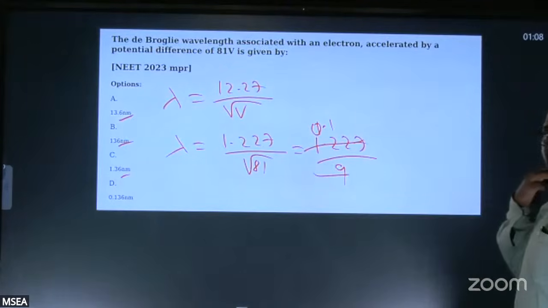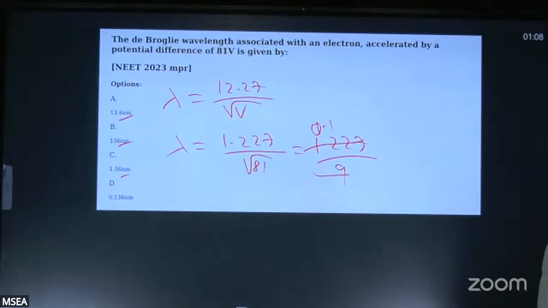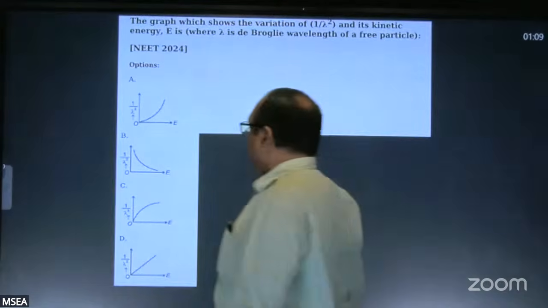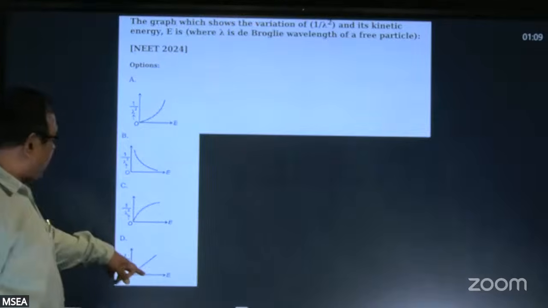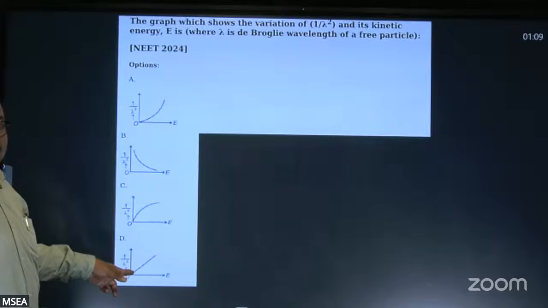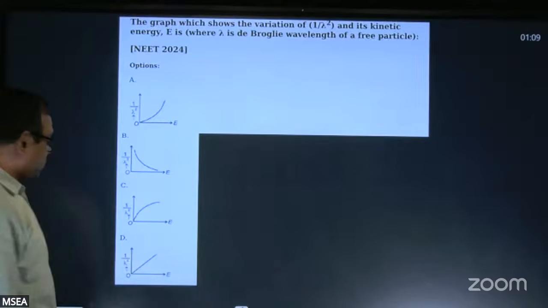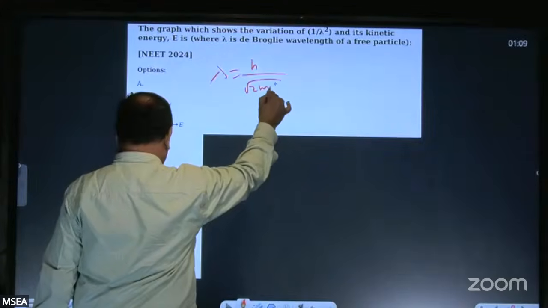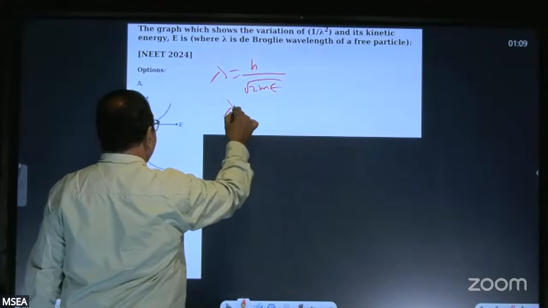Let us take one more point I want to discuss. Just now I said, what about 1 by lambda square and also E? This is the 2024 point we were discussing. Lambda is equal to h by root of 2mE. So squaring means what we get?